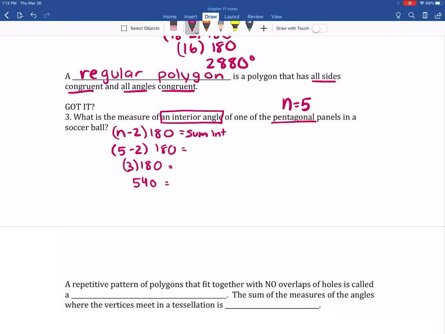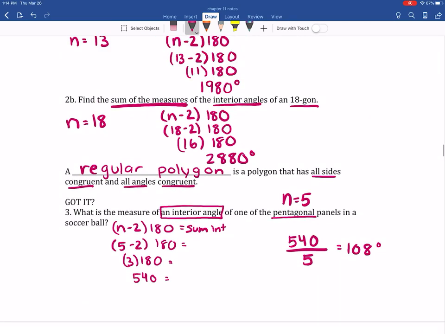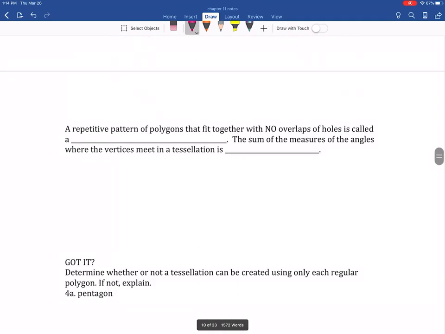But I want to know just one. Well, if they're regular, if they're all equal, and I know there's 5 of them, then all I have to do with the 540 is divide it by 5. And that'll give me one individual angle. Each of the angles in a regular pentagon is going to be 108 degrees. So this one's just taking it one step further. Instead of it asking for the sum, it wants just one single one. So I have to add that extra step of dividing at the end.